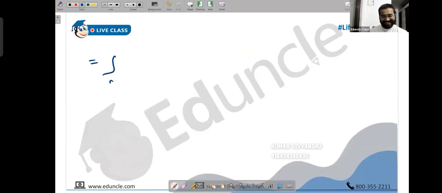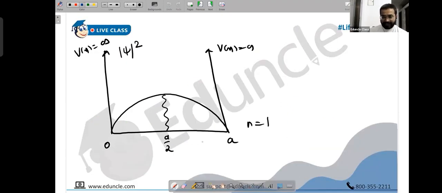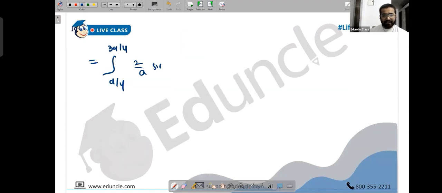Chalo, next, let's solve this. So a by 4 to 3a by 4. What is mod psi square? We already have that: 2 upon a sine square of pi x by a, dx. People, by the way, I'm solving this question for a reason. There is a very important shortcut formula that I have to give you for the fourth case, the D problem that we are going to do. Anyway, first let's solve this.